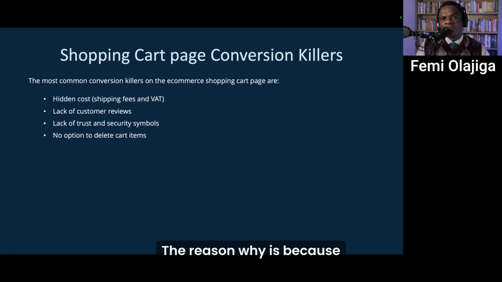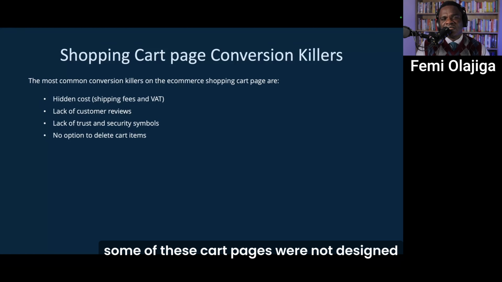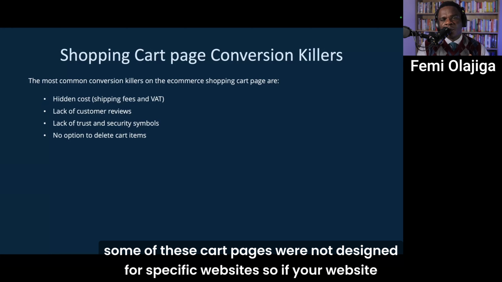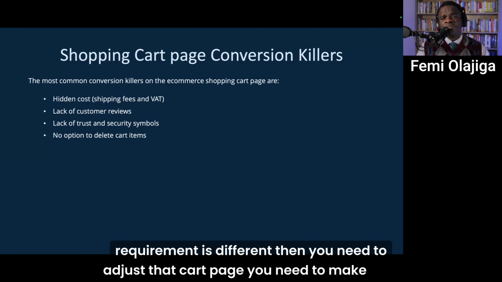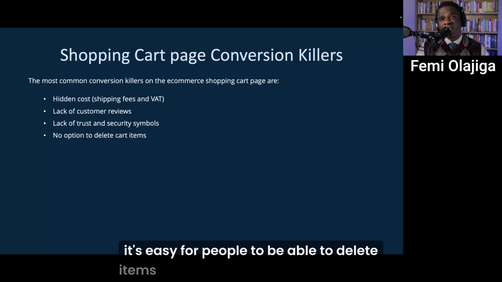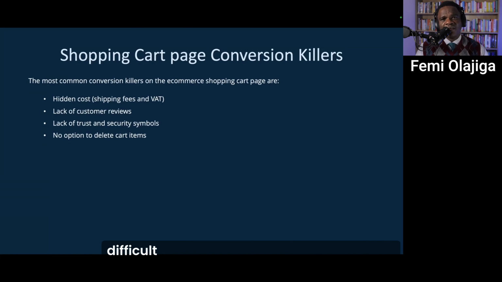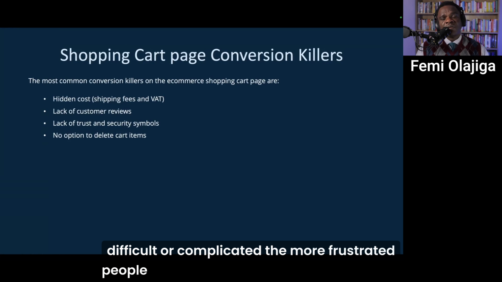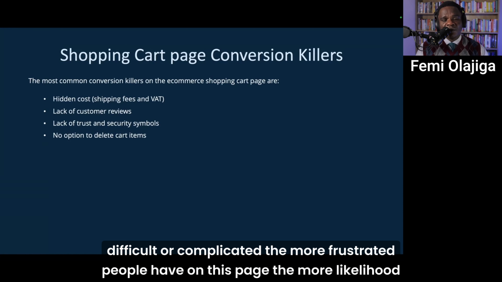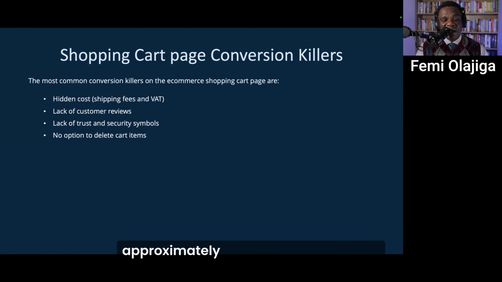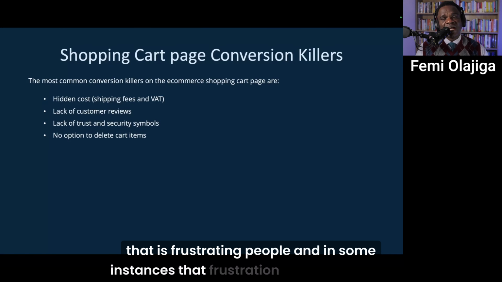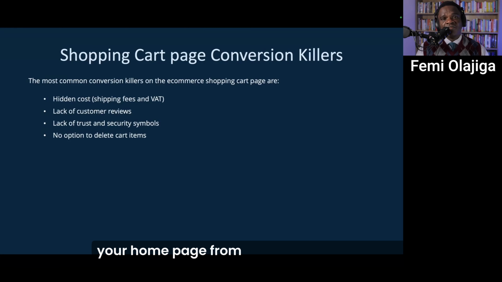The reason why is because some of these cart pages were not designed for specific websites. So if your website requirement is different, then you need to adjust that cart page. You need to make sure it's easy for people to delete items that they don't want. Don't make it difficult or complicated. The more frustrated people are on this page, the more likelihood that they're going to exit. Because again, Shopify said the average cart abandonment is approximately 70%. This is because there are elements on that cart page that are frustrating people. And in some instances, that frustration starts even from your homepage, from the product page.